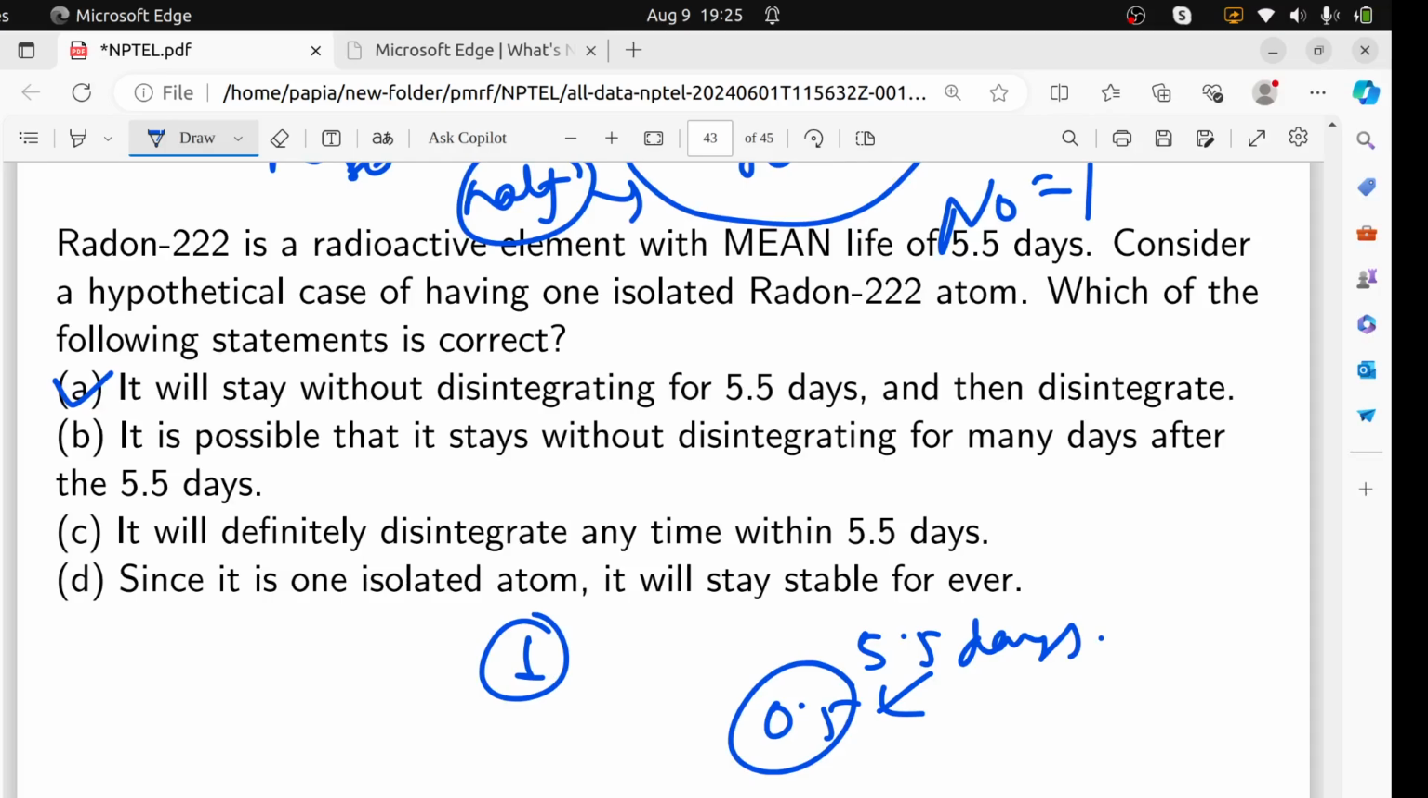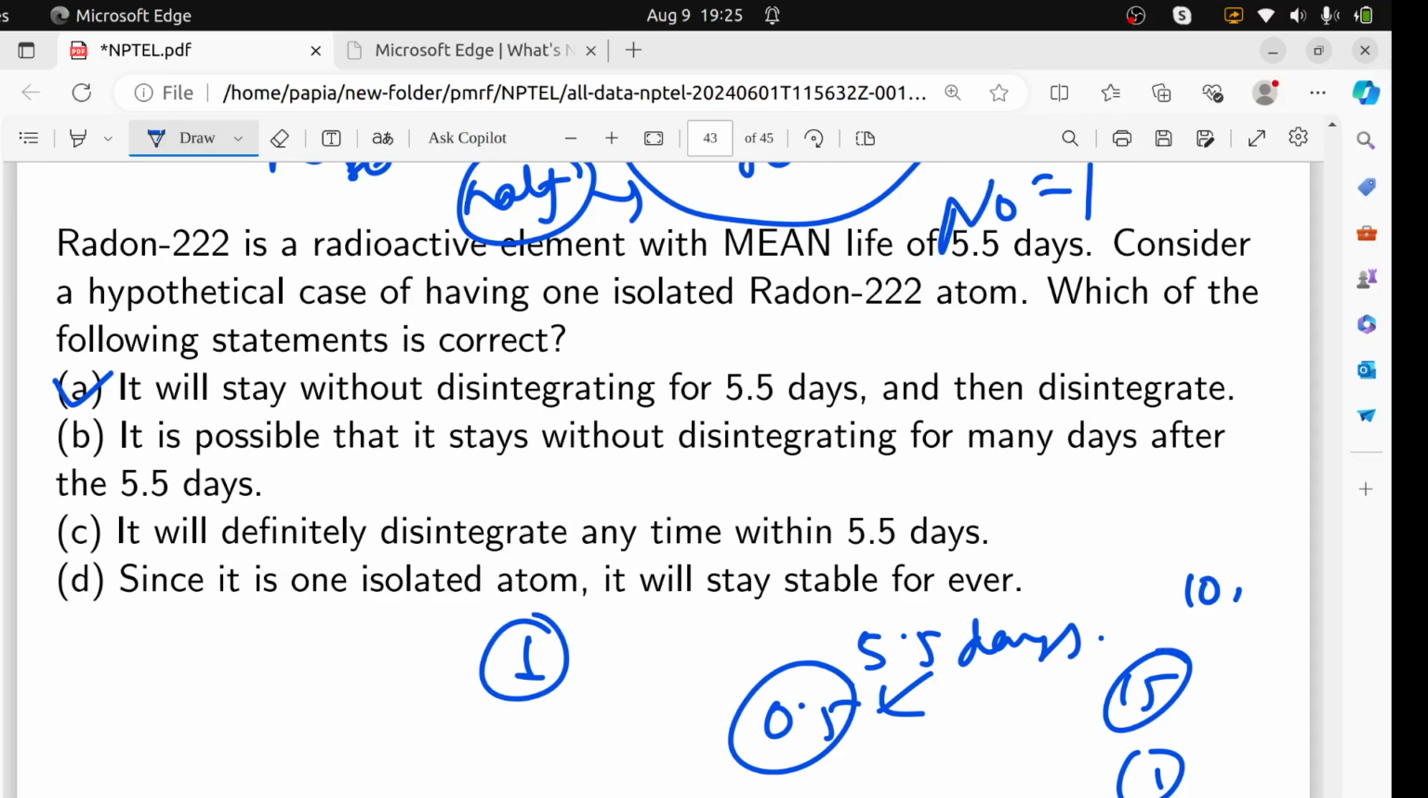So if it is a half-life thing, it means that after 5.5 days it will decay, or, let's say, in 10 days or 15 days it will decay. It will decay as a whole. Otherwise, half-life is nothing but 0.5, half of the parent nuclei, so obviously for one particle it does not make any sense. That's what I wanted to tell.